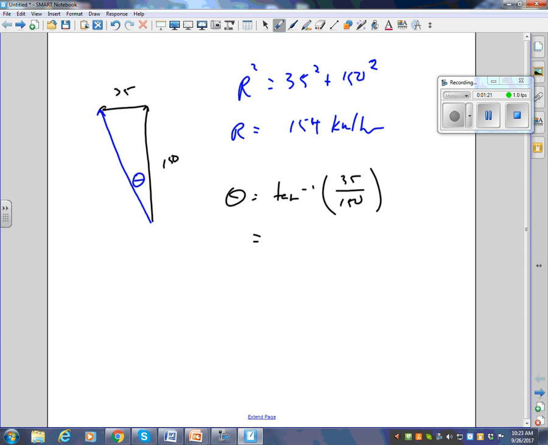35 divided by 150 equals 13. That sounds right. Good. So that's going to be north 13 west. North and west. Are you seeing what you did wrong? Yeah?